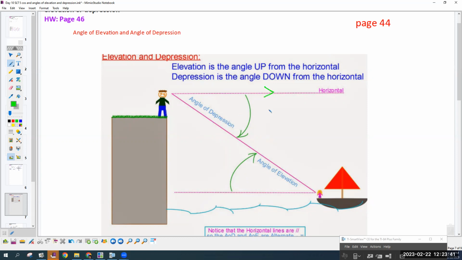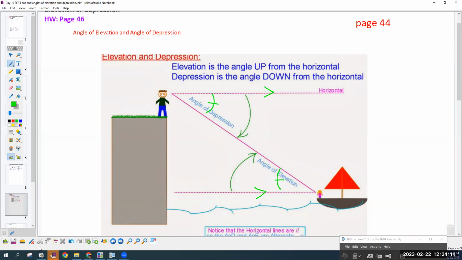Now, they are both horizontal lines. They are parallel. From geometry, we know that if we have two parallel lines cut by a transversal, in other words, this transversal that is the connection of their sight lines, alternate interior angles are congruent. In other words, this alternate interior angle and this are congruent. Does that mean the angle of elevation and the angle of depression are the same? No, it does not. It just so happens that these two little people, their sight line is the same. They're looking at each other.